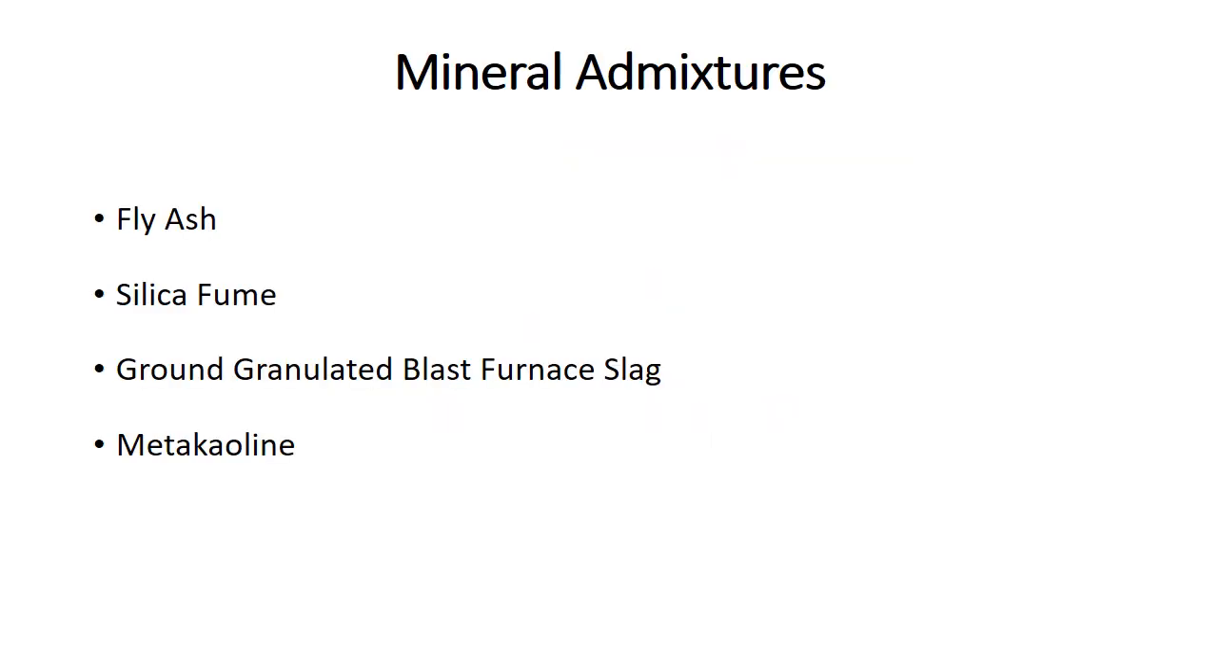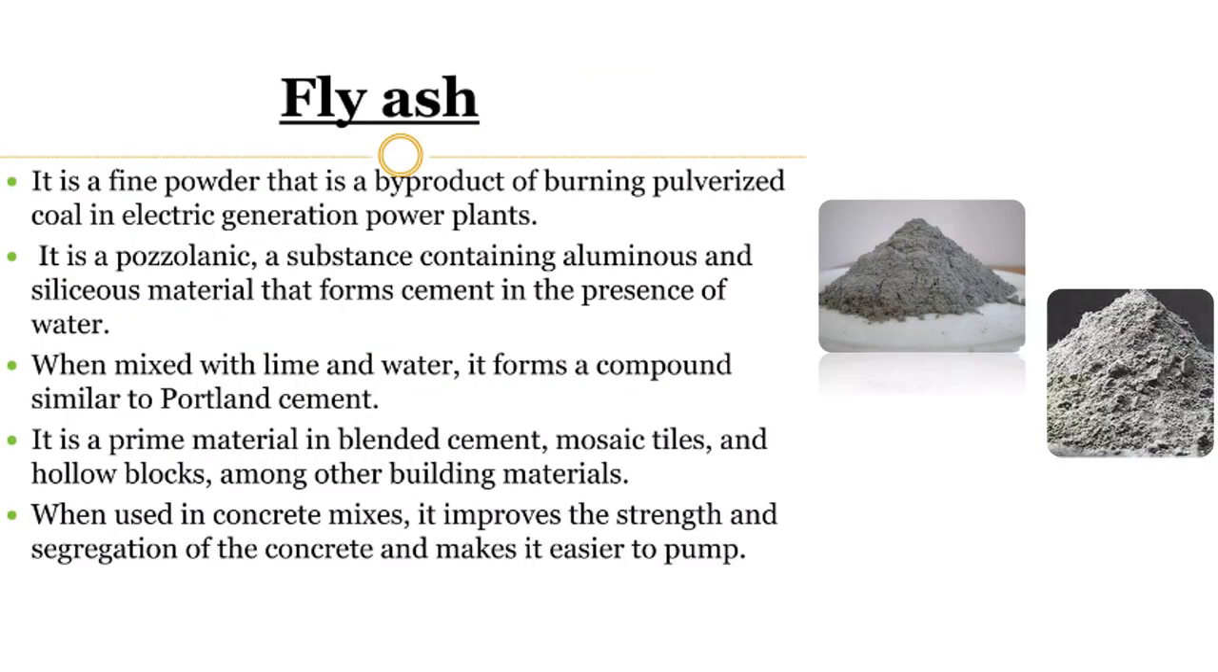Mineral admixtures normally we have four types used in concrete. One is fly ash, silica fume, GGBS, that is ground granulated blast furnace slag, and metakaolin. So what is fly ash? It is a fine powder that is a byproduct of burning pulverized coal in an electric generation power plant.